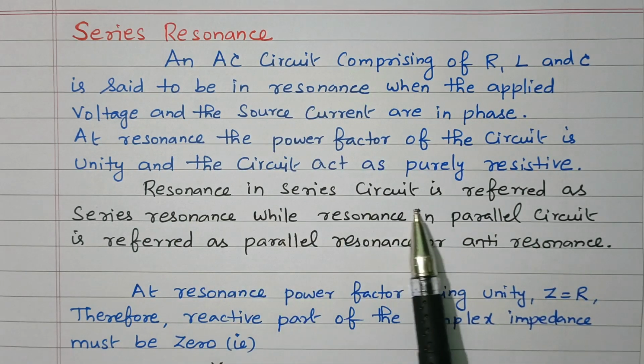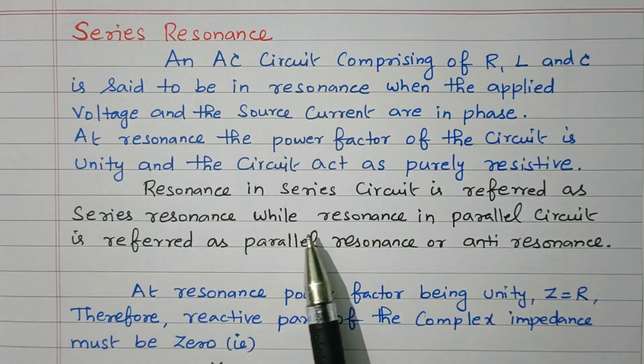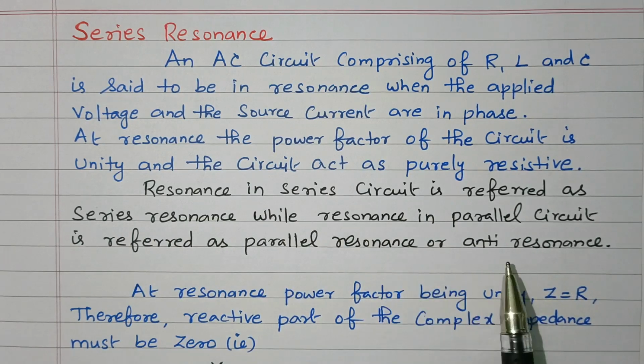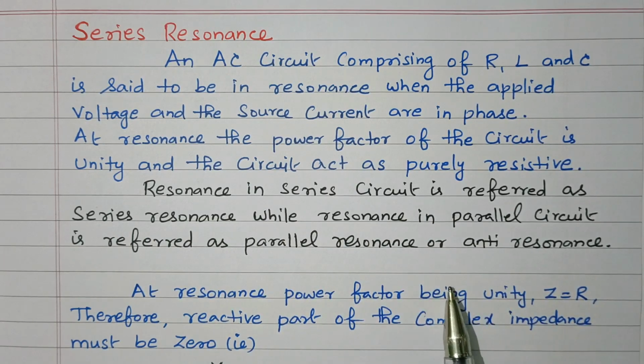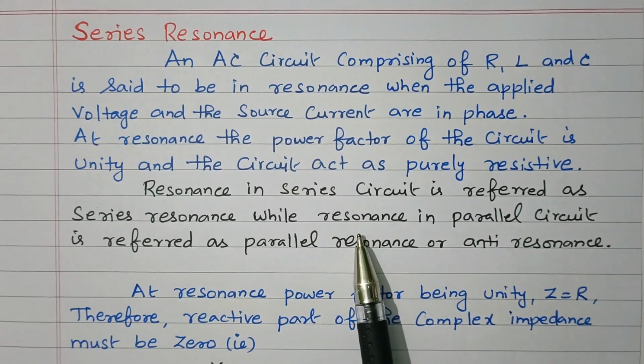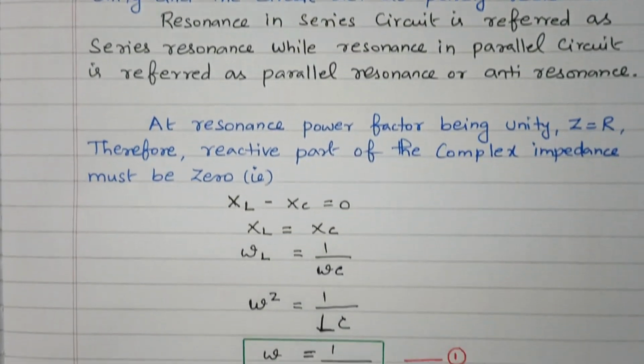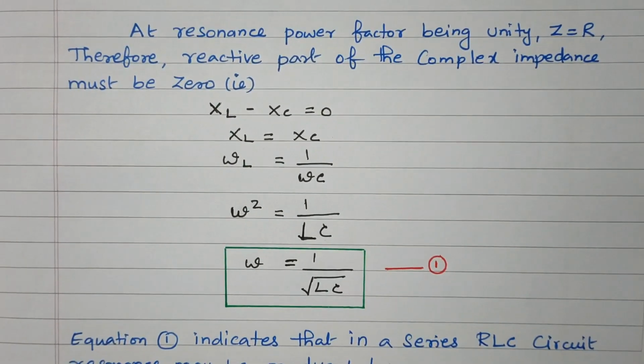Resonance in a series circuit is referred to as series resonance, while resonance in a parallel circuit is referred to as parallel resonance or anti-resonance. So we have two types, series resonance and parallel resonance, based on the circuit connection. Now we'll go for the further details.